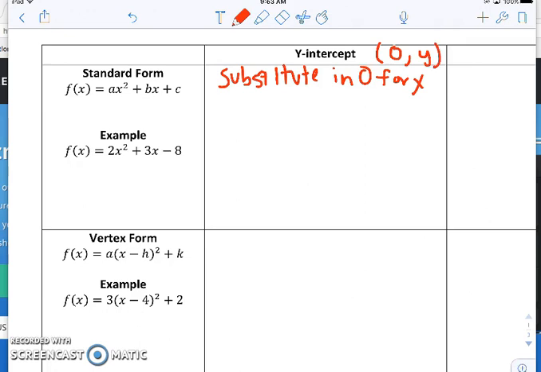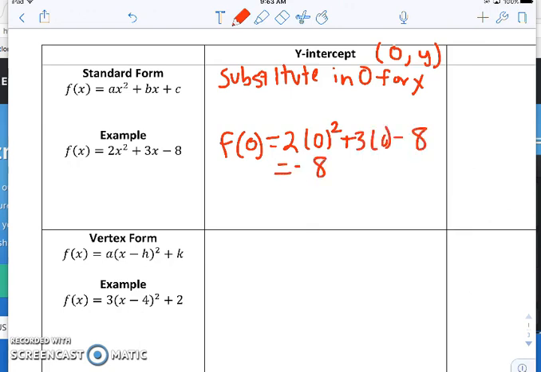So if we look at this first value, if we find f of 0, we have 2 times 0 squared plus 3 times 0 minus 8. Well, that's negative 8. So our y-intercept is (0, -8).